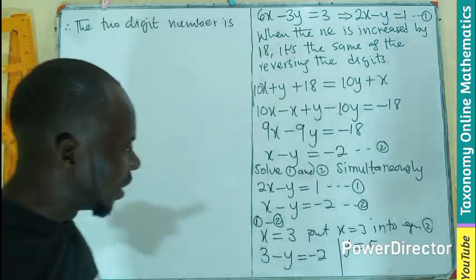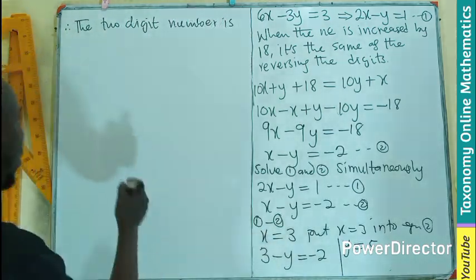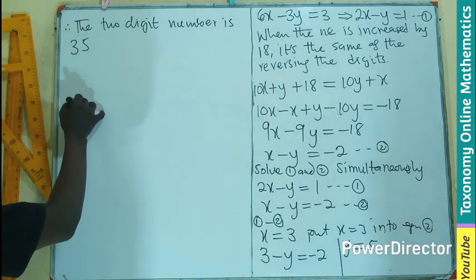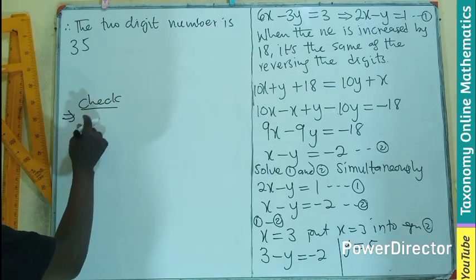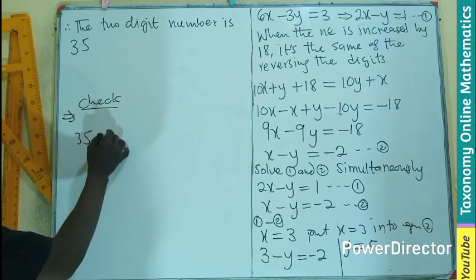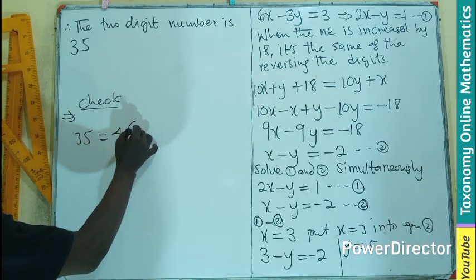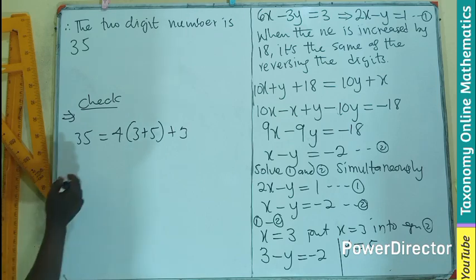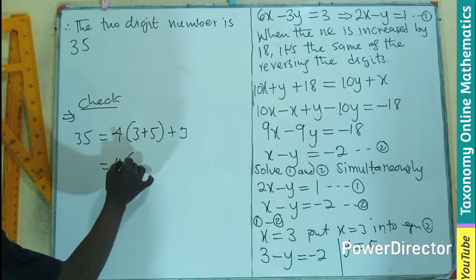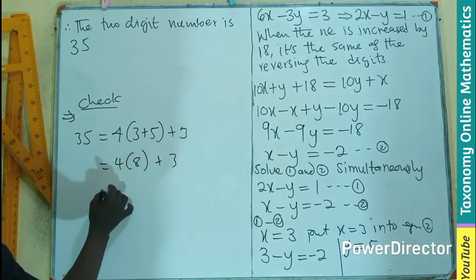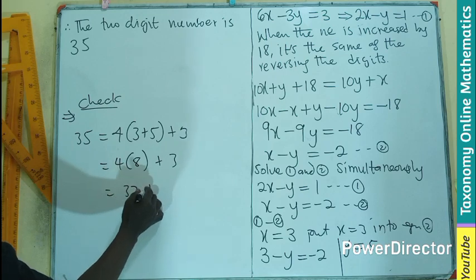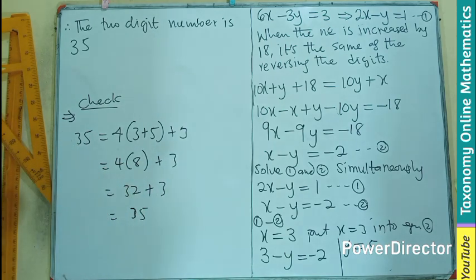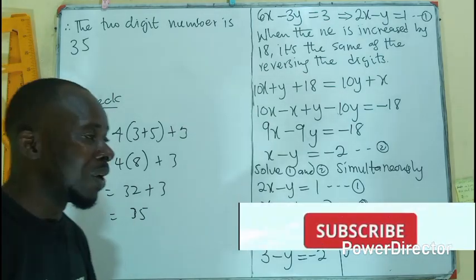So we can conclude that the two-digit number is 35. Remember what we are looking for. The check is that the number 35 should equal 4 times the sum of its digits plus 3. This is 4 times 8 plus 3, which is 32 plus 3, giving 35, the same as the number. So this is actually the number we are looking for.